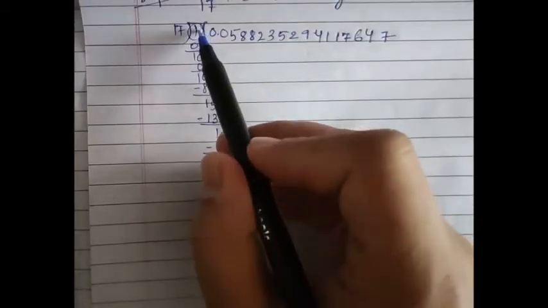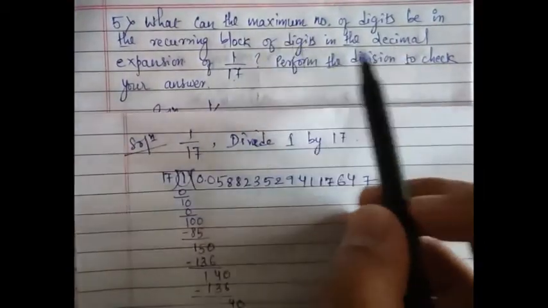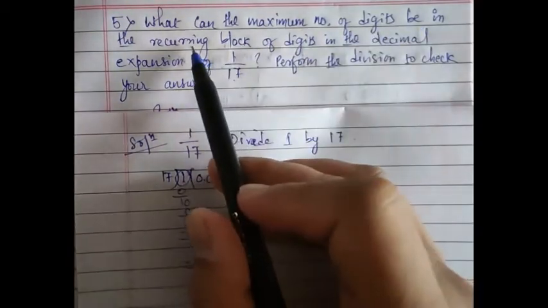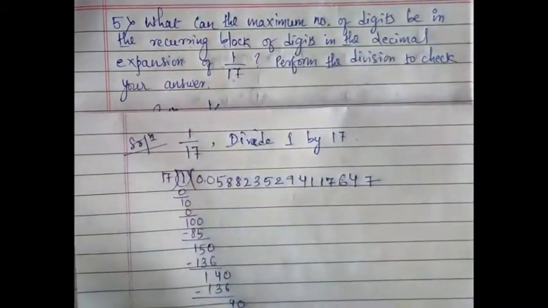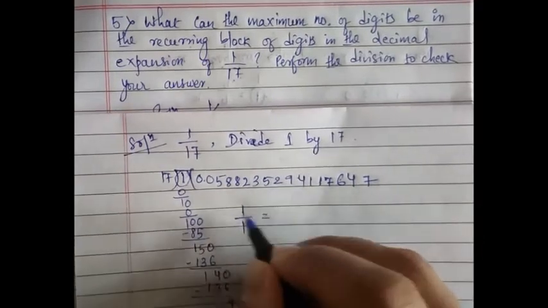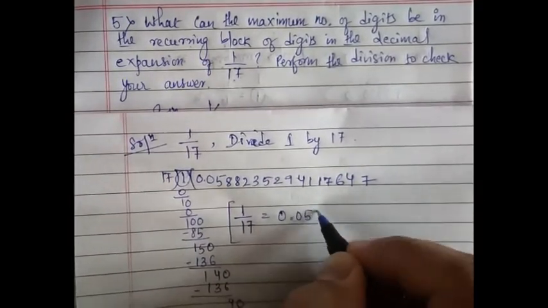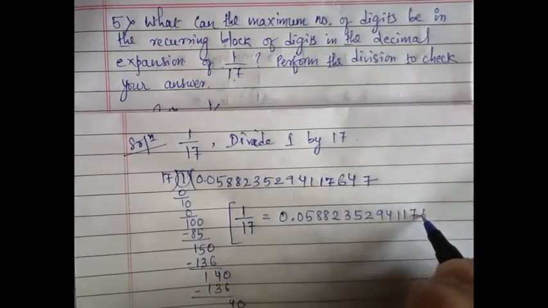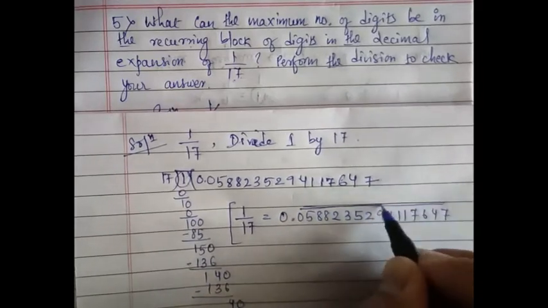So finally you are at the destination. We have stopped here because we started from 1. Since we started from 1 and our remainder here is 1, this will be your final result, that is the recurring decimal expression of this. The decimal expansion of 1 by 17 is 0.0588235294117647. Alright, so this we will keep under the bar.